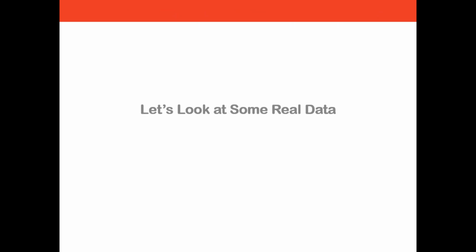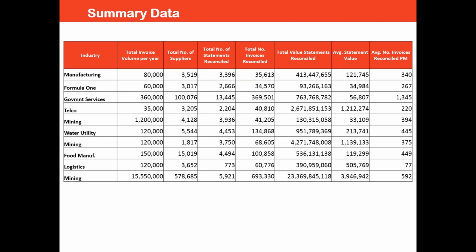Right, so that's the intro done. I just want to look at some real data now. What I've got is a summary table, and you can see on the left-hand side that I've got organizations that are in different sectors. The first column is the total invoice volume per year. So this is the number of invoices they process per year.